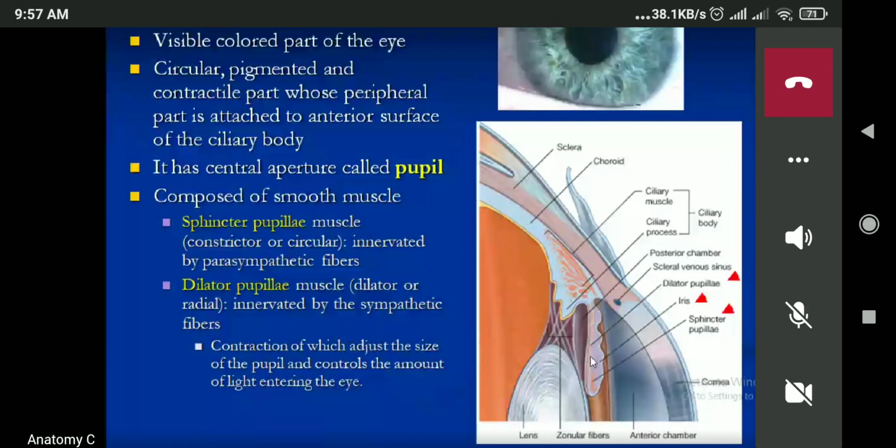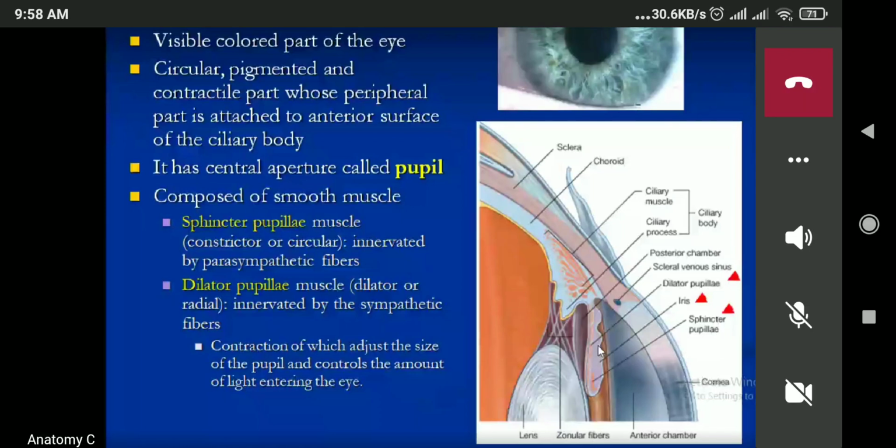Sphincter pupillae has the parasympathetic innervation. Dilator pupillae has the sympathetic innervation. When the dilator pupillae contracts, there will be dilation of the pupil. When the sphincter pupillae contracts, there will be constriction of the pupil.